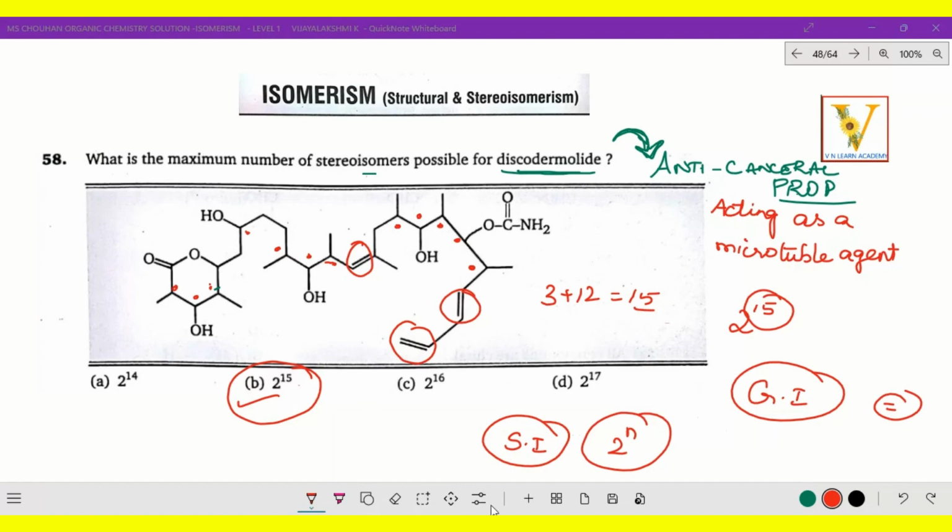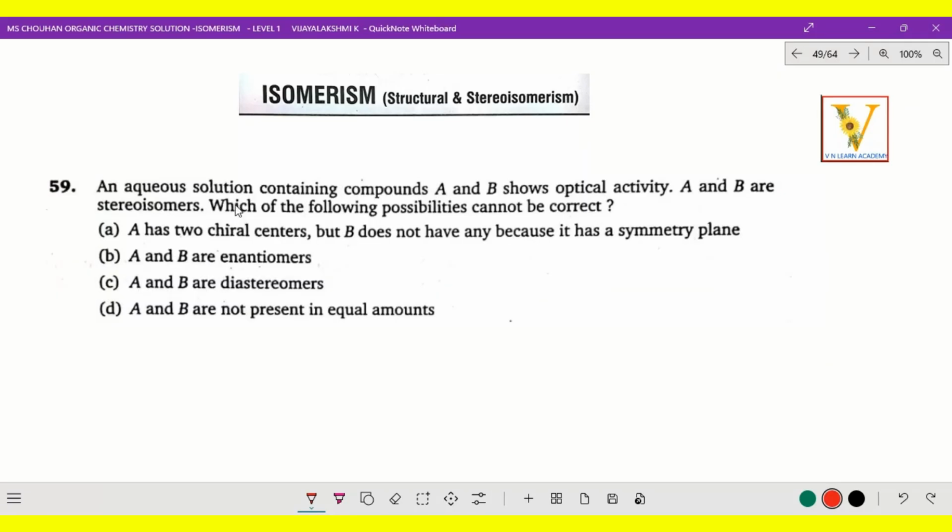Come on, let's go to the next question. An aqueous solution containing compounds A and B shows optical activity. That means a chiral carbon or chiral compound. A and B are stereoisomers. Yes, of course. Which of the following possibilities cannot be correct? That means which is not correct. You have to identify the non-correct statement.